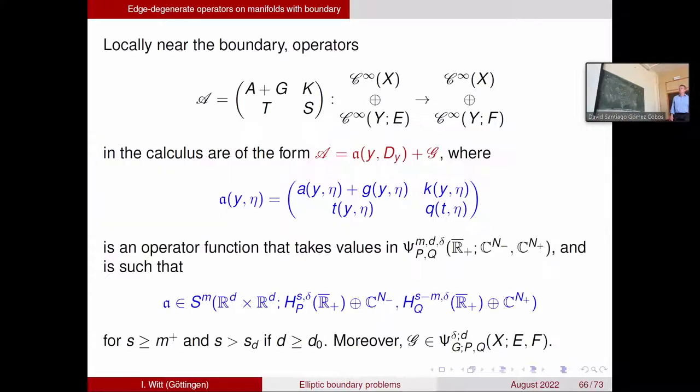Okay. So now I just show you a little bit of details, but not much. So I do here the easiest case. As I said, locally near the boundary, we have these operators here, p and q. Here we have a p, here we have a q. Then basically operators in the calculus are of the form, as I said, basically we have an operator function which takes values in what we had before, depends on these variables y and eta, and then there's a remainder term.